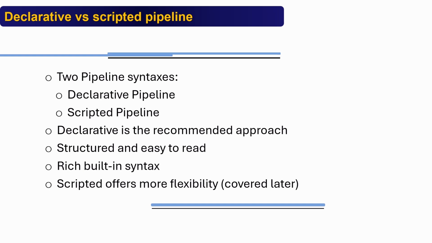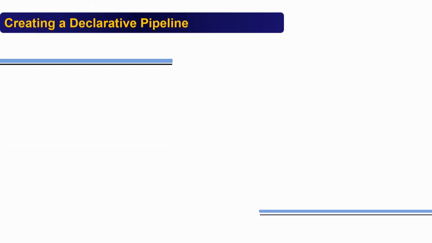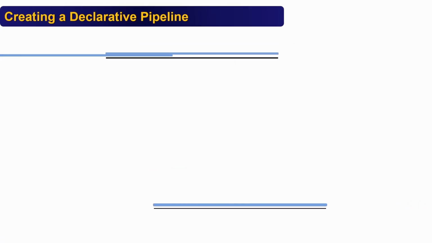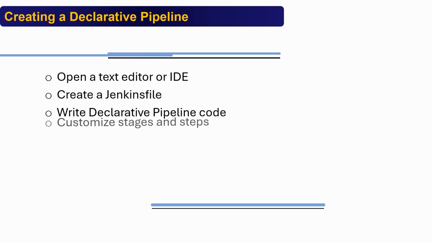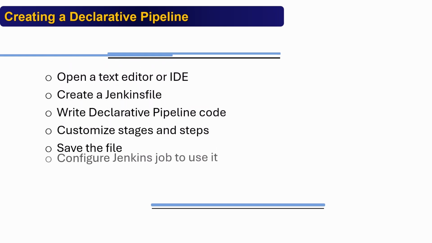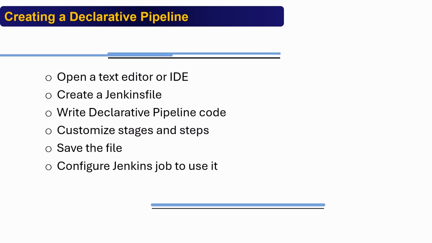Now let's see how we actually create a declarative pipeline. The process is quite simple. First, open any editor or integrated development environment. Next, create a new file. Traditionally, this file is named Jenkinsfile. Some learning environments may use a .groovy extension because pipeline is based on Groovy syntax. But in real Jenkins projects, the standard file name is simply Jenkinsfile without any extension.